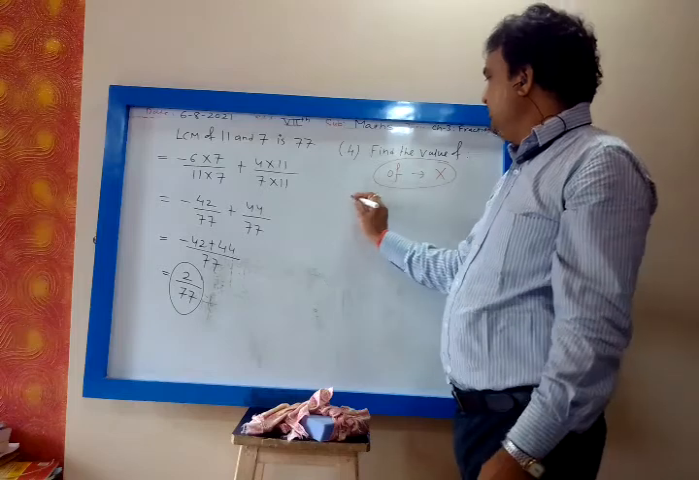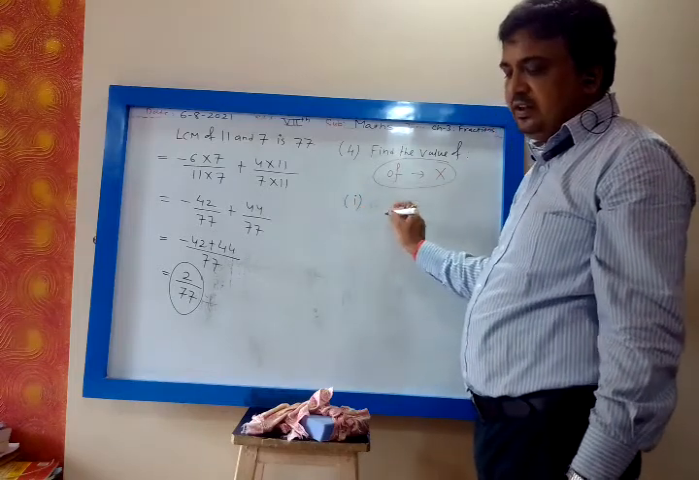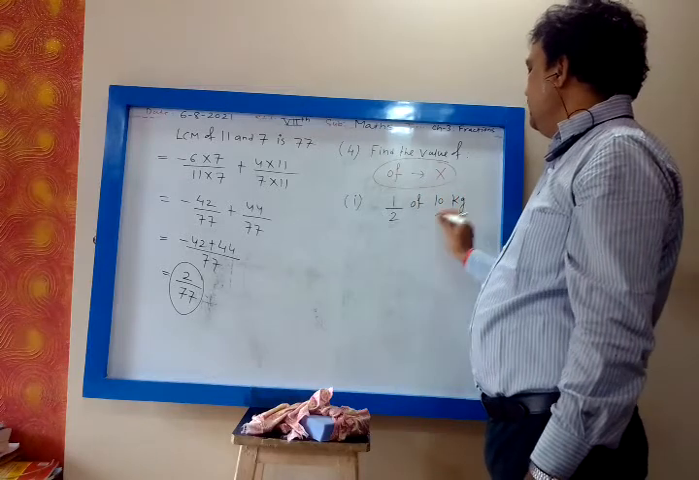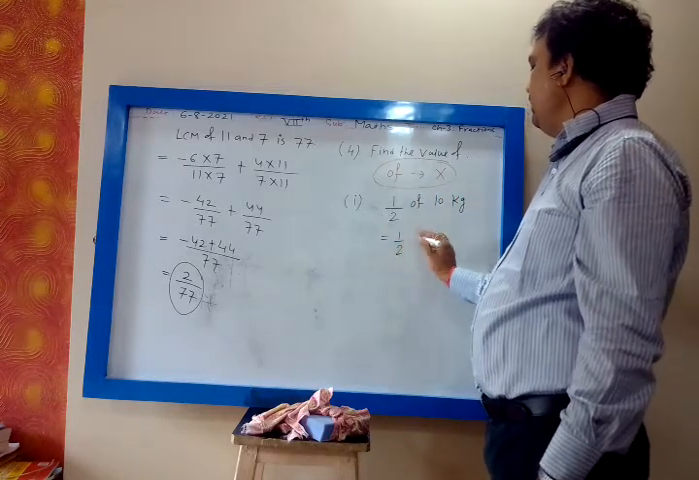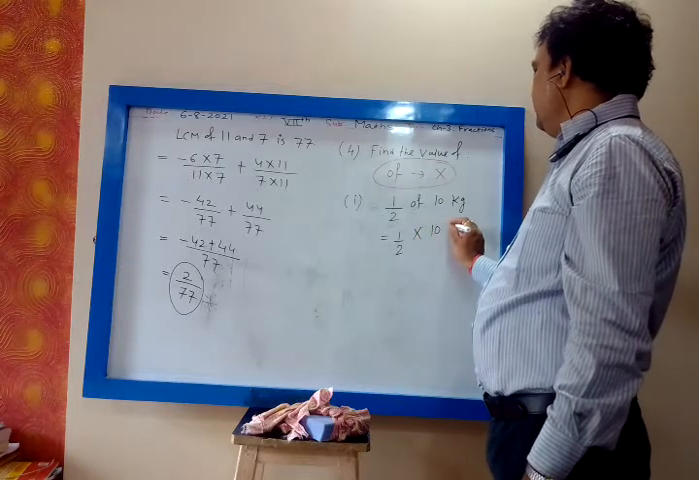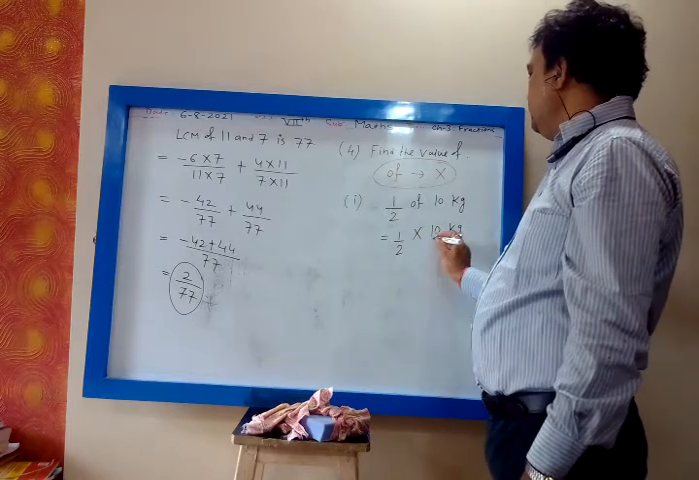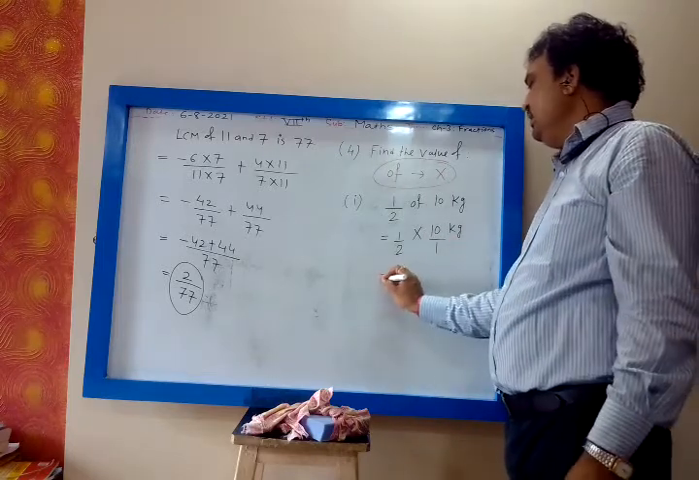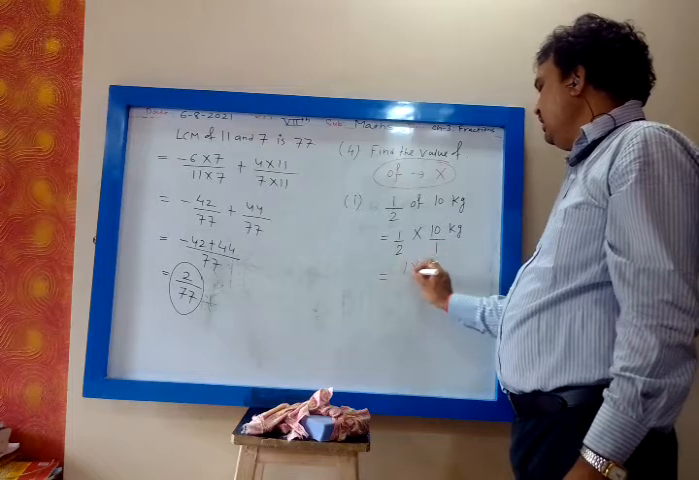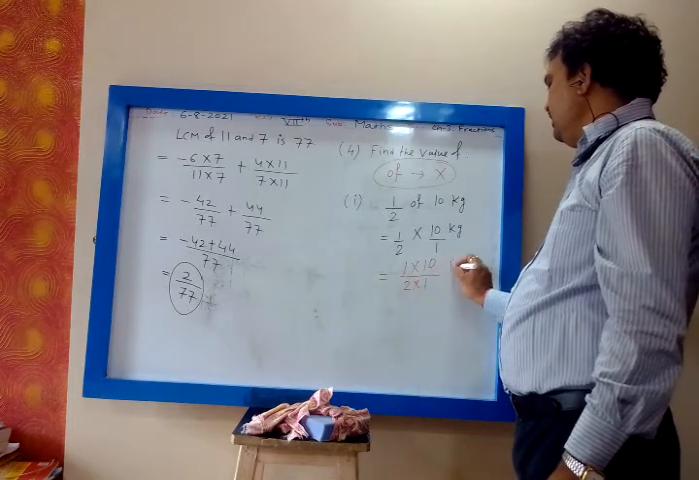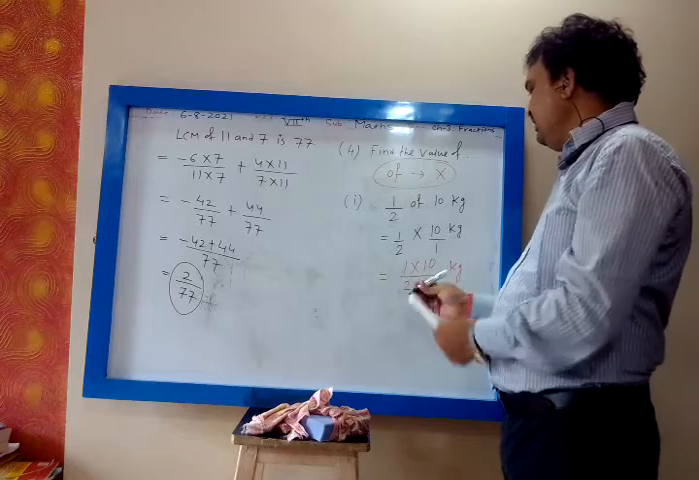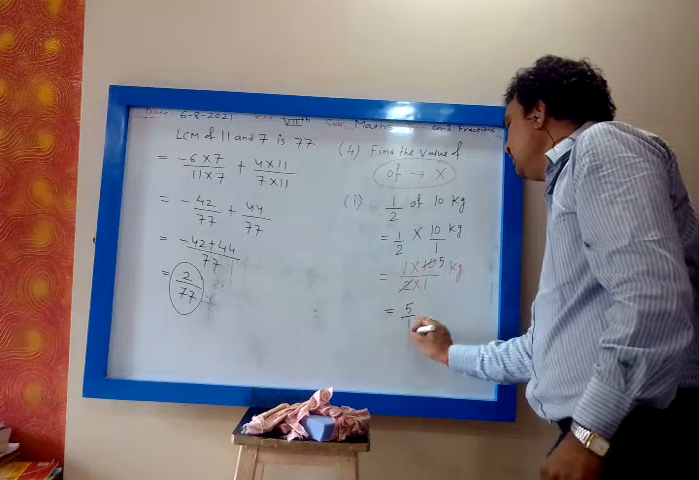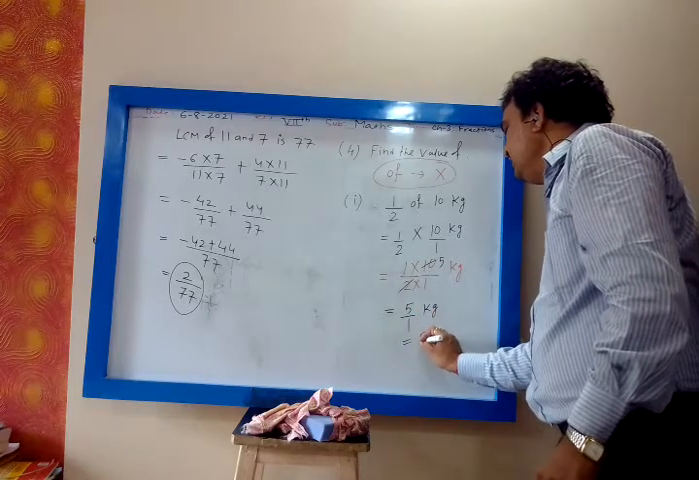Okay. So the first question is 1 by 2 of 10 kg. So what will you write? 1 by 2, and of means multiplication, 10 kg. 10 kg you will write as 10 upon 1, no? Yes. So this is multiplication of two fractions. So 1 into 10 upon 2 into 1 kg. Then you can cancel: 2 5s are 10. So 1 into 5 is 5. 5 upon 1 kg is the same as 5 kg. So the answer is 5 kg.